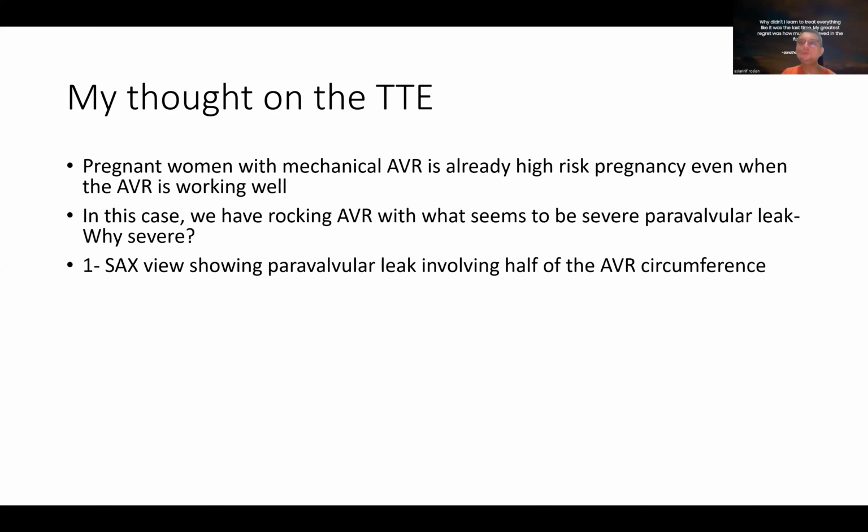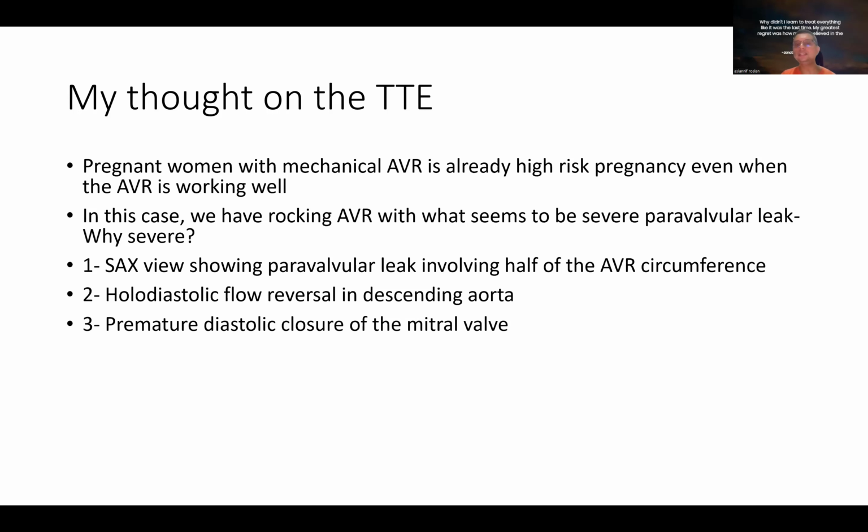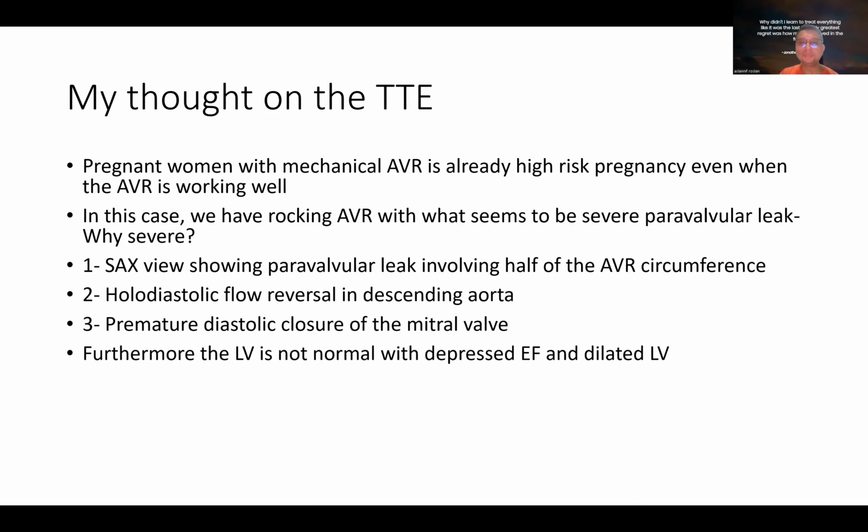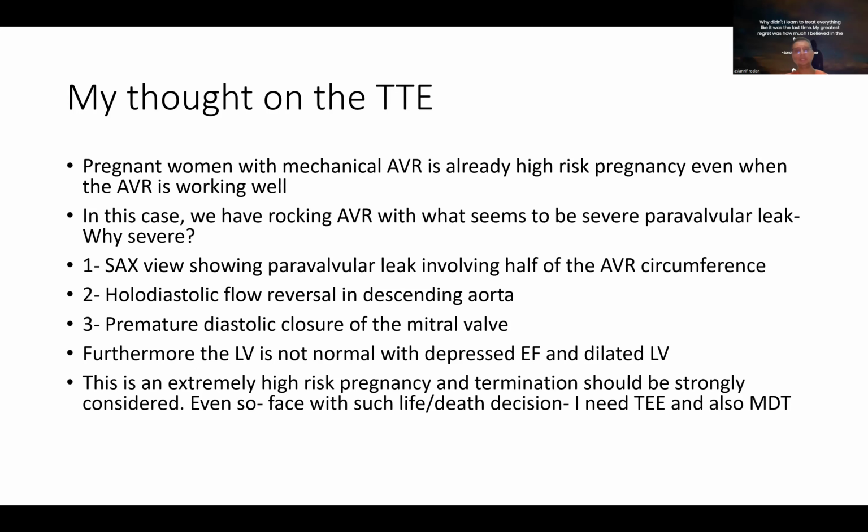But at short axis view, you can see that the leak actually involves almost half the circumference of the mechanical aortic valve. Holodiastolic flow reversal in the descending aorta, premature diastolic closure of the mitral valve. Furthermore, the LV is not normal with depressed ejection fraction and dilated left ventricle. So this is an extremely high-risk pregnancy, and termination should be strongly considered.